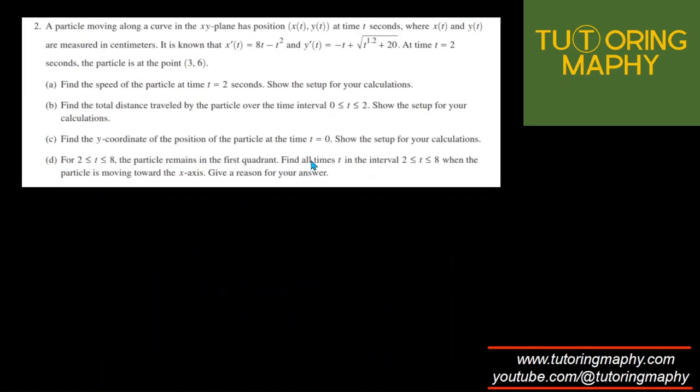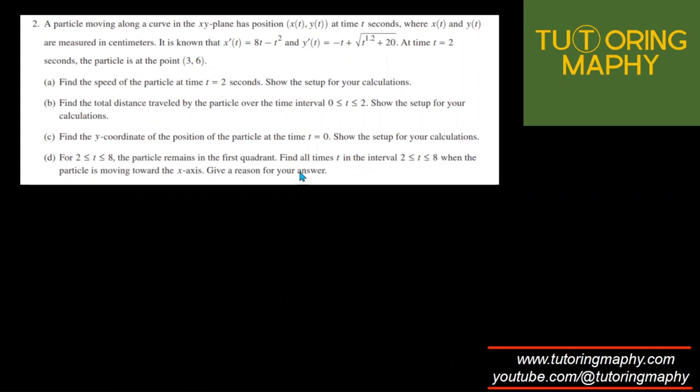Let's talk about part C. Here we have the y-coordinate of the position of the particle. That's what we need to find at time t equal to 0. The y-coordinate of the position at time t equal to 0. And we know that at t equal to 2, the y-coordinate is given by 6.